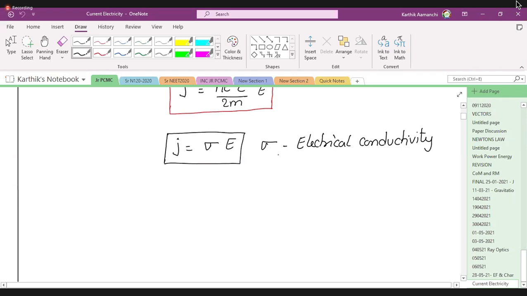So this sigma is called your electrical conductivity. Okay. So tell me, what are the units of your conductivity? Write it down.